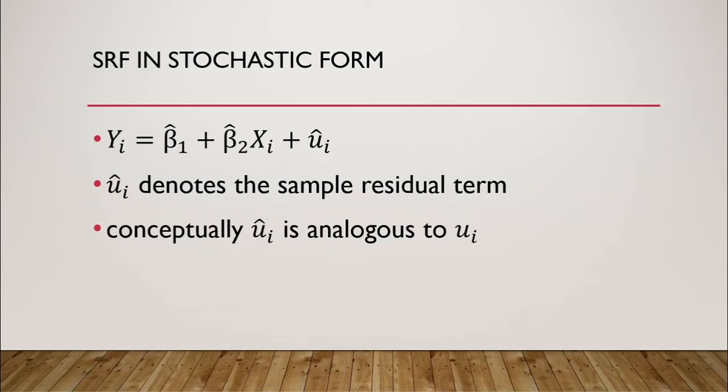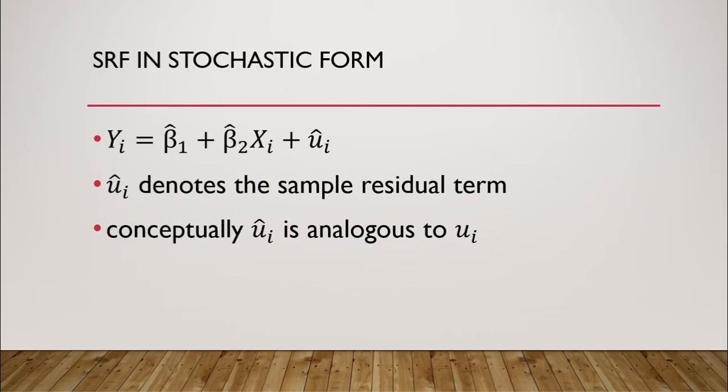Now, let us make the sample regression function in the stochastic form. We are introducing the stochastic variable also into the sample regression form. Here you have to remember that whenever you introduce the stochastic term, on the left hand side you have to write Yi, the actual observation of Y. So, the actual observation of Y is equal to beta 1 hat plus beta 2 hat Xi plus ui hat. This is the sample regression function in stochastic form.